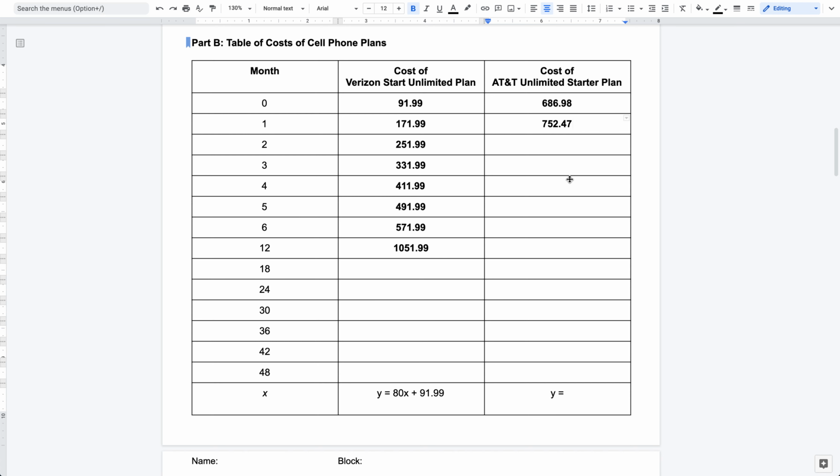Again, continue the process until completing the table. Come up with your equation, as we did for the first plan, and then you will use these equations to go ahead and graph using the Desmos graphing calculator. So here the equation would be $65.49 per month plus the initial amount, which we just found out was $686.99. Now that we have our 2 equations, we're ready to go ahead and start graphing.